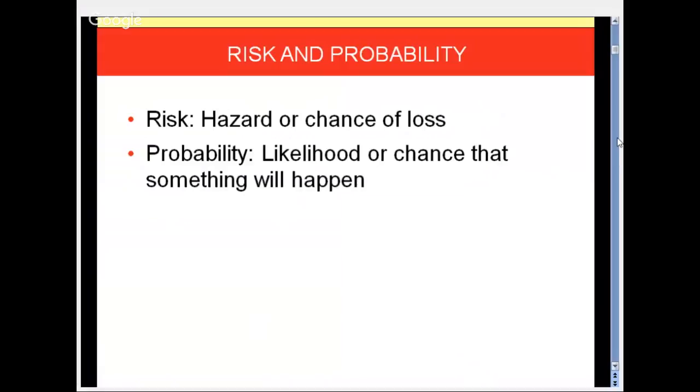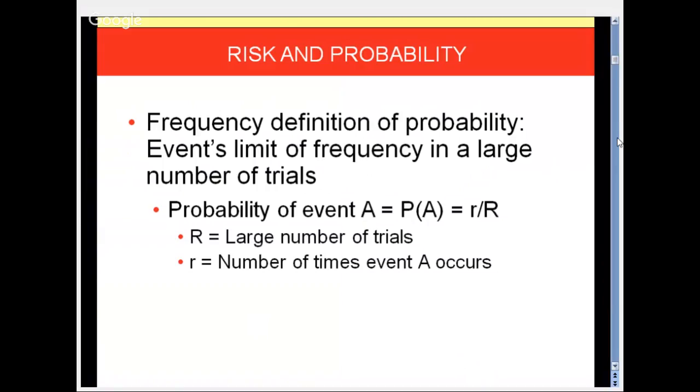So here are the definitions. Risk is simply the hazard or chance of loss. And probability, if you've had a statistics class, you know this already: the likelihood or chance that something will happen. So what is frequency? The definition of probability is the limit of frequency in a large number of trials. It's basically just how many occurrences you get of each possible outcome.